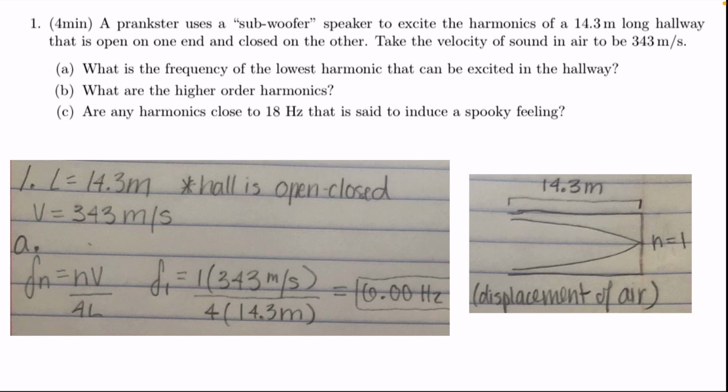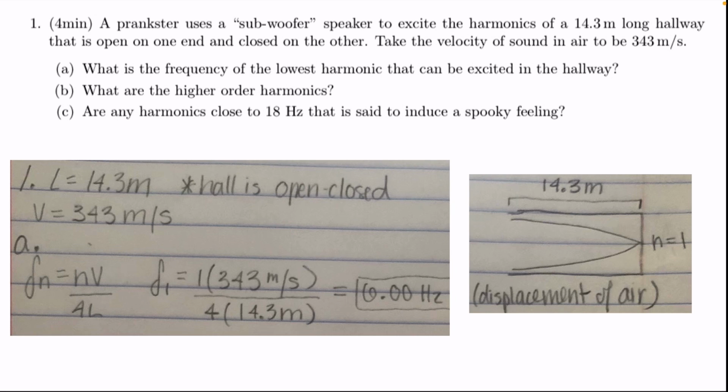So the lowest harmonic, in this case, is just going to be that fundamental frequency or fundamental harmonic, where n equals 1. And on the right, you can see I have a picture of that. Notably, since this is an open-closed system, we have a nodal point on the closed end of the hallway, and then the part where the amplitude is the highest on the open part. And also notably, this is showing the displacement of air.